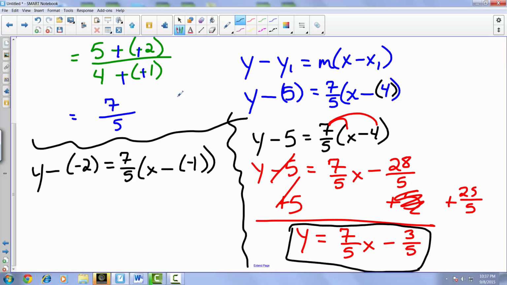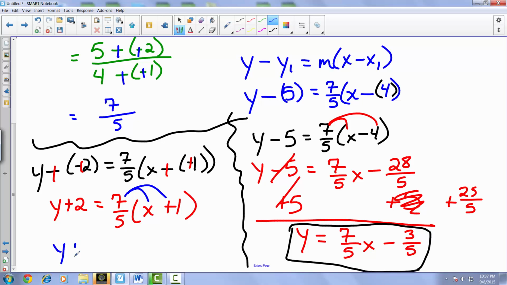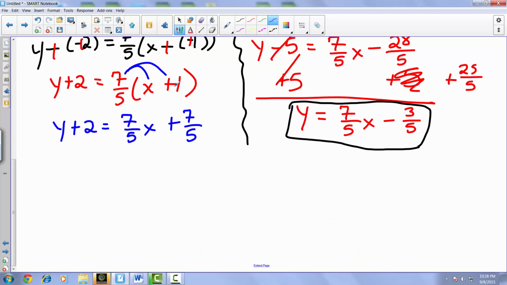Simplifying things up, we're trying to take the opposite of -2. Well, really, we are adding that 2, so we end up with y plus 2 on the left side is equal to 7/5 times, really we're taking the opposite of -1, so we are really adding that 1, giving us x plus 1. And now going ahead and distributing in this value, we end up with y plus 2 is equal to 7/5 x plus 7/5. Again, we're trying to get things into that y is equal to mx plus b. That's why we distributed. And now trying to solve for just y and get it equals to mx plus b.